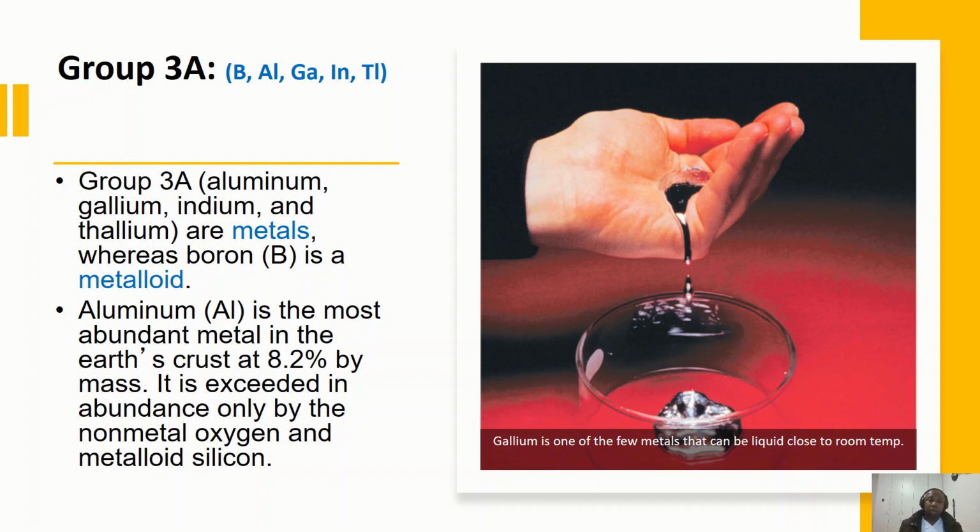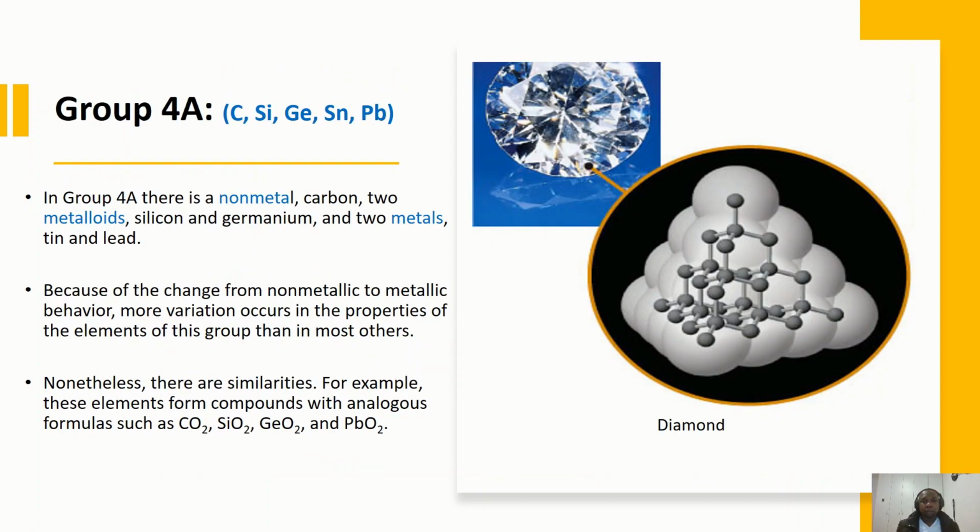Aluminium is the most abundant metal in the earth's crust at 8.2% by mass. It is exceeded in abundance only by non-metal oxygen and metalloid silicon. But for metals, it is the most abundant. Then we also have gallium, which is one of the few metals that can be liquid close to room temperature. So gallium can turn to liquid close to room temperature. That's the figure on this side.